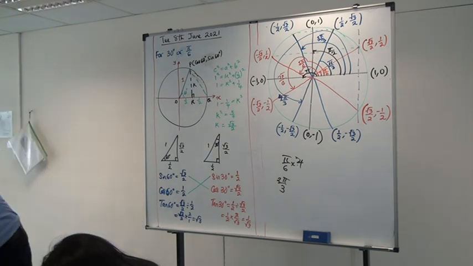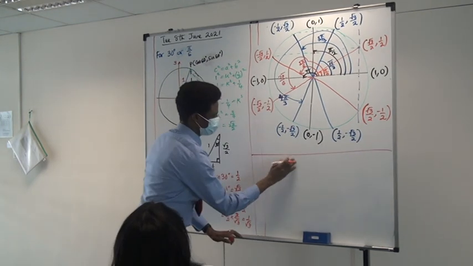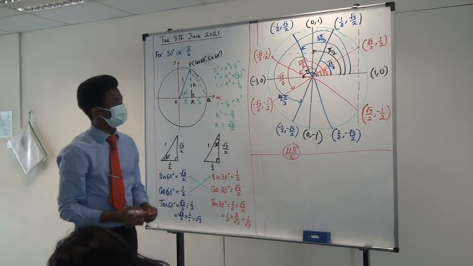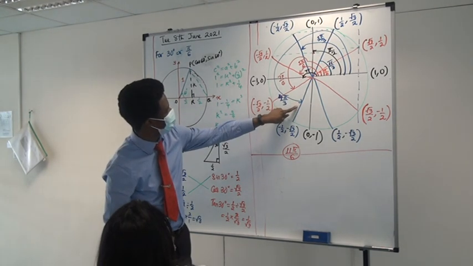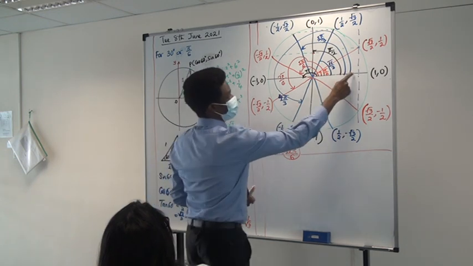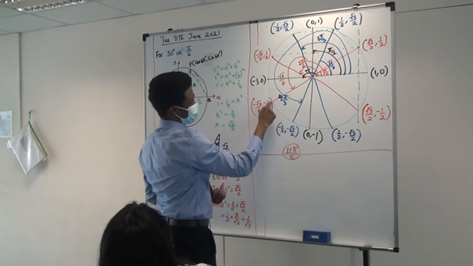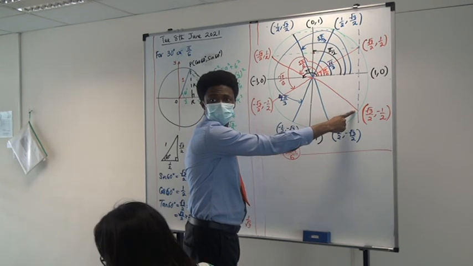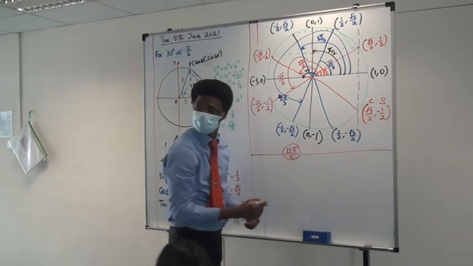Let me pick question D. Question D is 11 pi over 6. Now, 11 pi over 6 is where? How many pi over 6 is this? 8, right? So you can count. This is 0. 1 pi over 6. 2 pi over 6. 3 pi over 6. 4, 5, 6, 7, 8, 9, 10, 11. So this is what I'm asking. This is the cos and this is the sine.